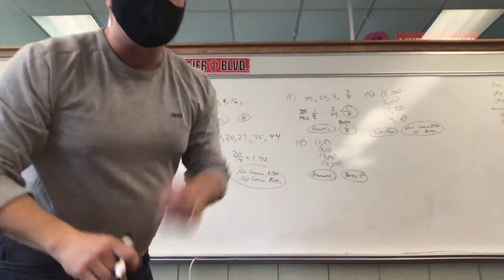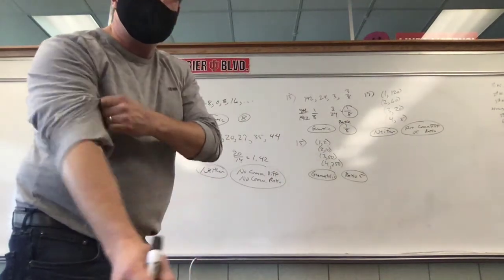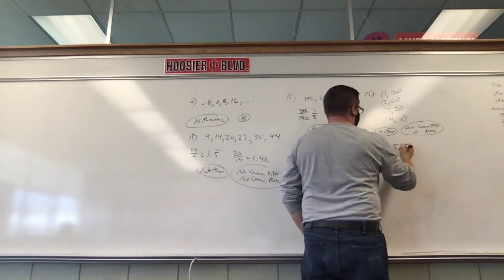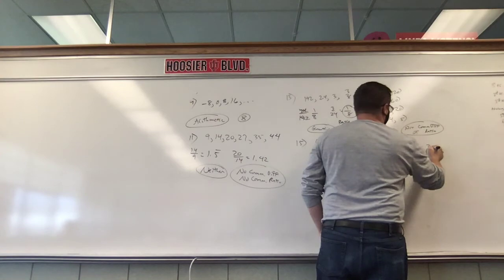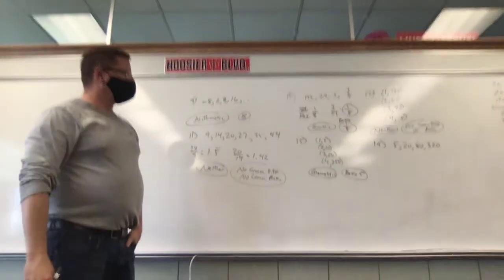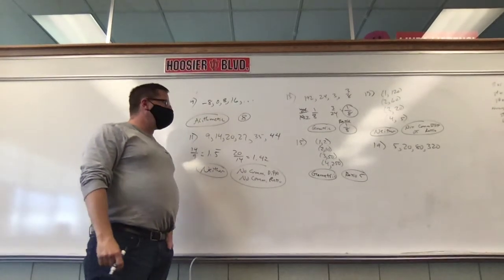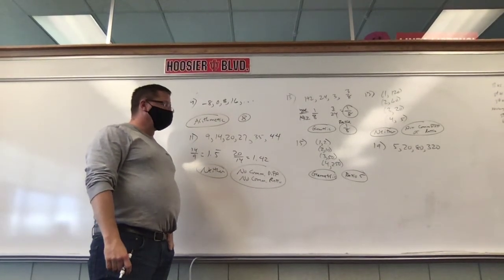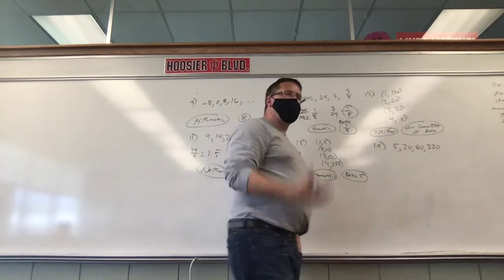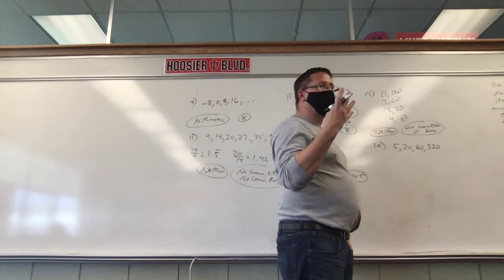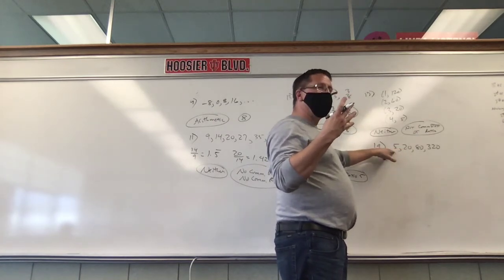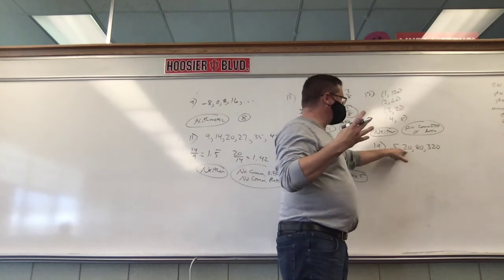Okay, number 19. They want the next three terms: 5, 20, 80, 320. They want the next three terms, okay? So, what's the pattern? How do you go from 5 to 20, then 20 to 80, then 80 to 320? Multiply. Now, if you didn't know that, how could I figure out the number? Where does the number 4 come from? I could have taken 20 and divided by 5, and you get 4. 80 divided by 20 is 4.